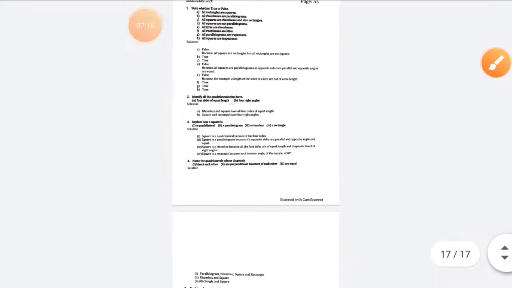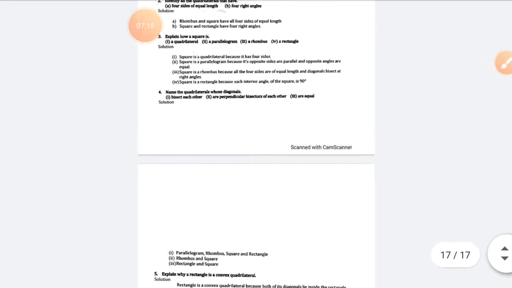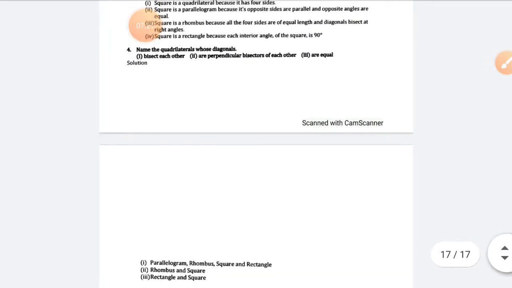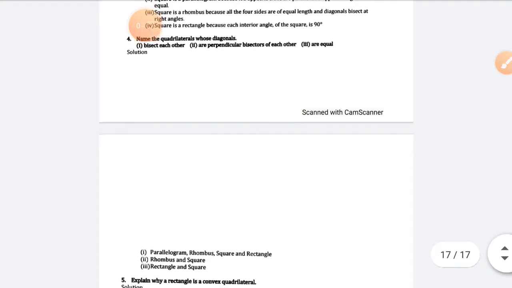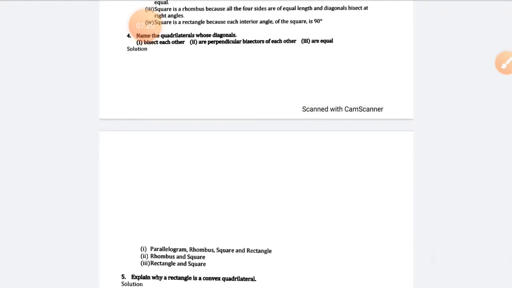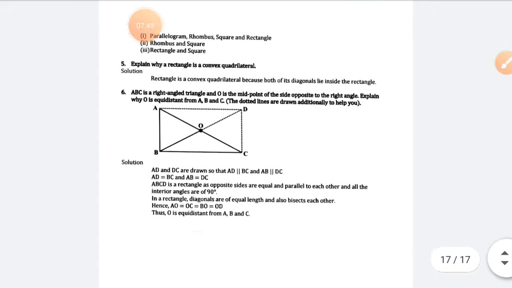Next, question number 4. Name the quadrilaterals whose diagonals bisect each other. First one: parallelogram, rhombus, square and rectangle. You can check the figures whose diagonals are bisecting each other. Second one, diagonals are perpendicular bisectors of each other, that we have seen in the previous question, that is a rhombus and square. And equal diagonals, that is a square and rectangle.